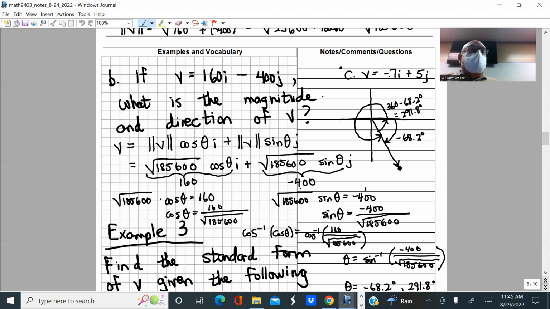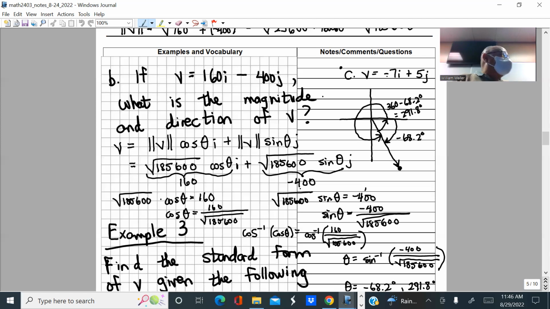And then you want to compute its magnitude, because we need the magnitude in order to write the vector in this form. So draw a little picture of it, and then see if you can compute the magnitude. Remember how to compute the magnitude?